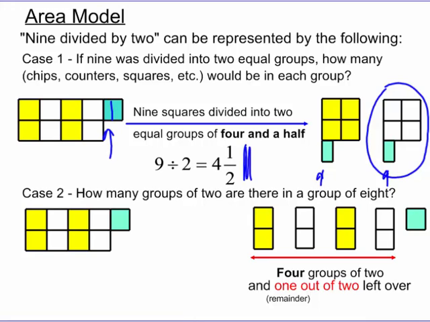If I look at 9 divided by 2 from a case 2 perspective, how many groups of 2 are there in a group of 8? Well, we can see there's 1, 2, 3, 4 full groups of 2, and then I get to this blue guy at the end, and it doesn't make a full group. It makes 1 out of 2, or half of a group. So again, my answer would be 1, 2, 3, 4 full groups and half of a group. So the answer is still 4.5.